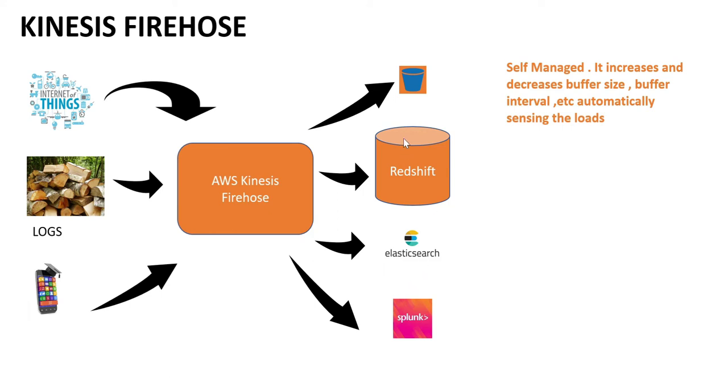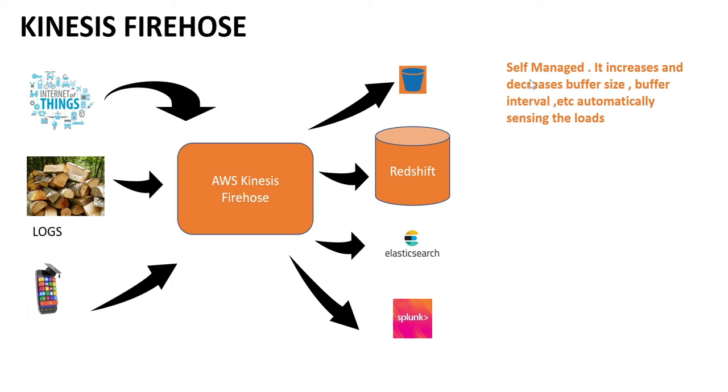But the targets can be only one of these four or all of these four. The targets are S3 bucket, Redshift, Elasticsearch, and Splunk. Only these four targets are supported in Firehose. Now, if you want to send Firehose data to something like a Mongo database, you have a provision to send the data to HTTP endpoints. From there, your Mongo database or other applications can take that data.